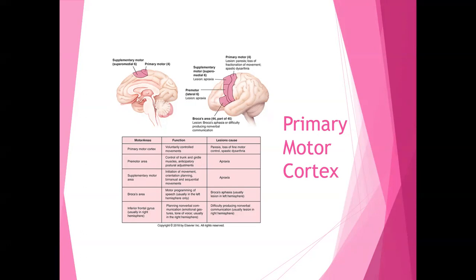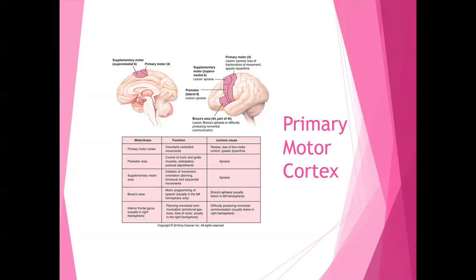So Broca's area is a specialized motor area that is responsible for the motor programming of speech. It's usually in the left hemisphere only. So if you have a left hemisphere lesion in Broca's area, you're going to have Broca's aphasia. And we're going to talk more about that in the next section as well. So it's a motor speech disorder, difficulty organizing the motor movements of speech.